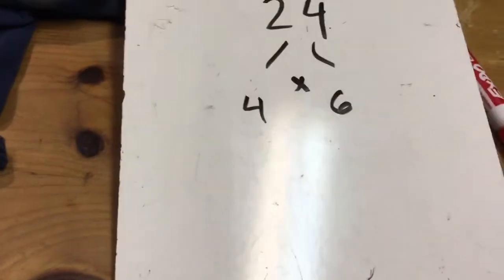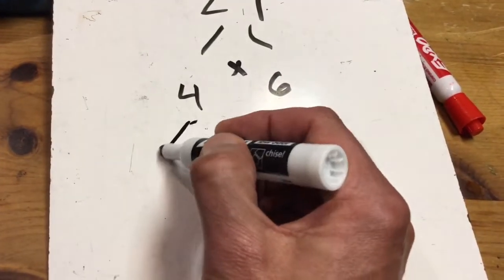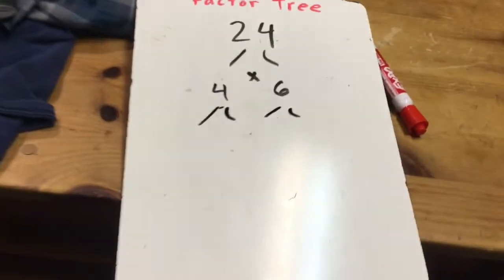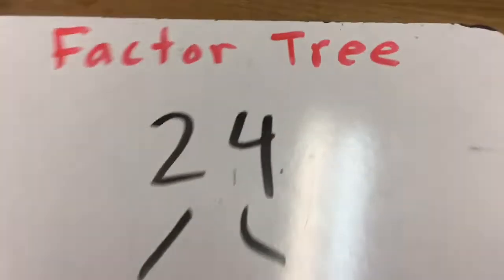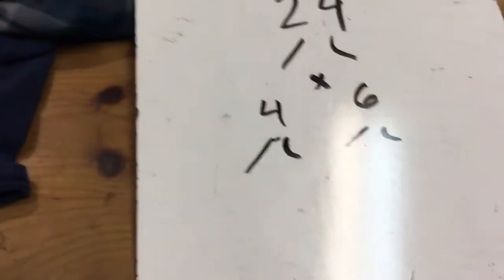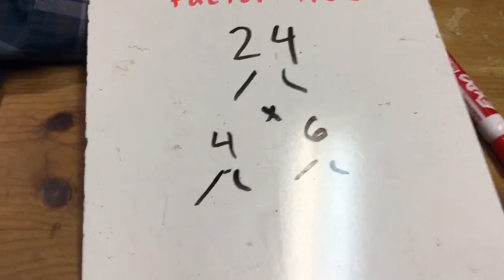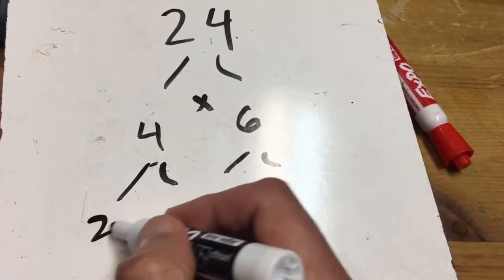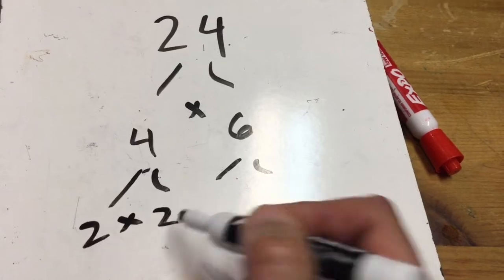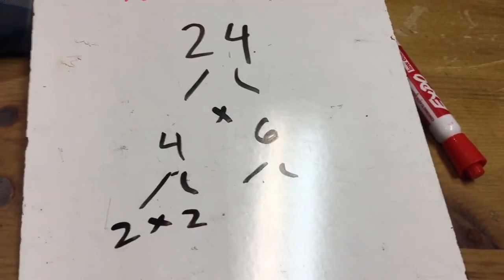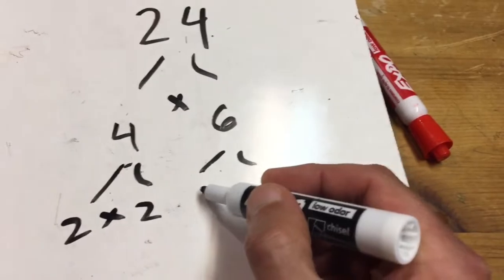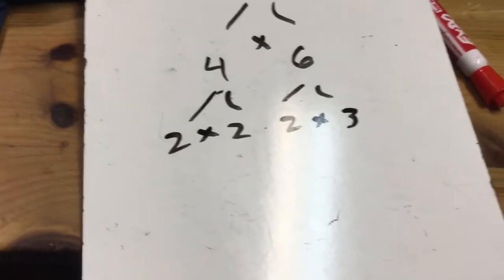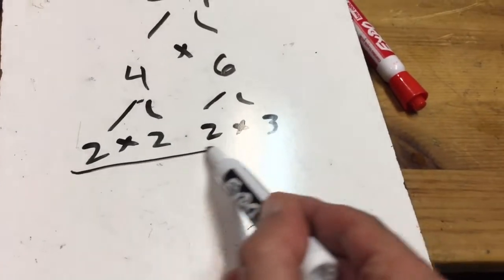So if the number isn't prime, then you go like this again. You're splitting again. So from way back, it sort of looks like a pine tree. That's where the idea of factor tree comes in. Okay, so I'm splitting it again. How do I make 4? Well, 2 times 2. And how do I make 6? Well, 2 times 3.